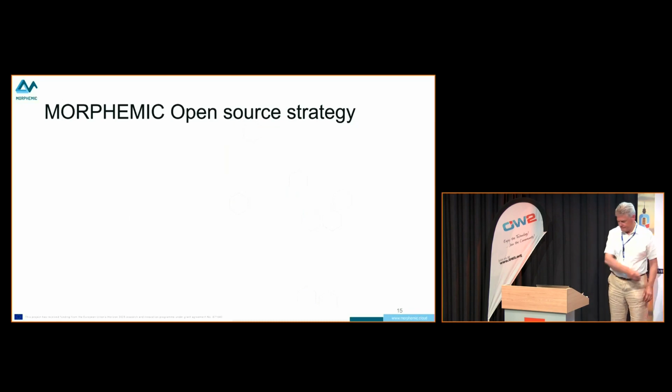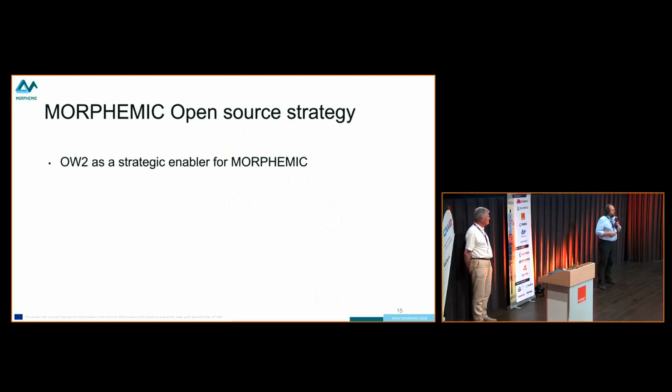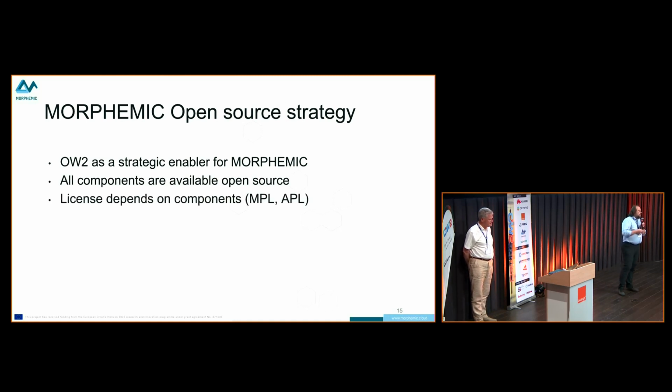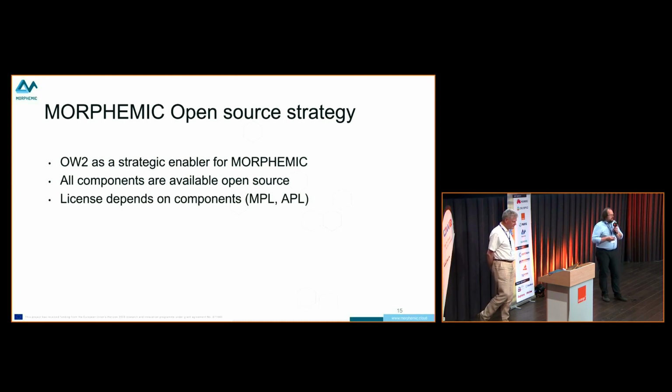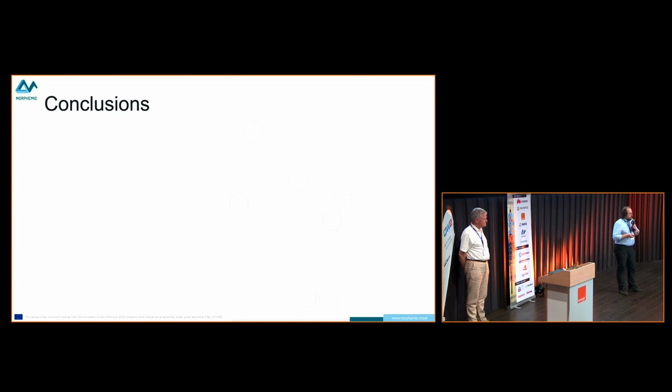Yeah, so about open source strategy, since Melodic, we collaborate with OW2. It is an OW2 project. Everything is on GitHub. Every component is open source. The licensing may differ. Most is Mozilla. Some is APL. We, as consortium members, offer commercial support, helping with application modeling, installation, validation, maintenance, and upgrades, including SLAs.